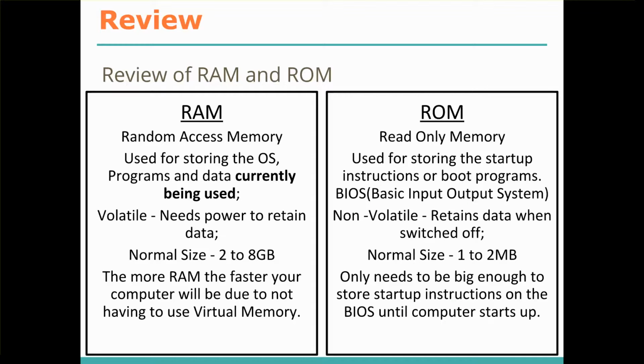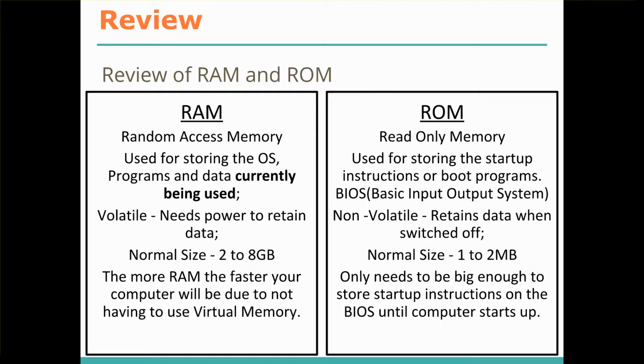It's volatile, so it needs power to retain data. Normal size is somewhere between 2, maybe these days 16 gig, so my PC at home's got 16 gig. Some of you might even have more RAM. The more RAM, the faster your computer will be due to not having to use what's called virtual memory. Don't worry about what that is yet, but we will go through that.